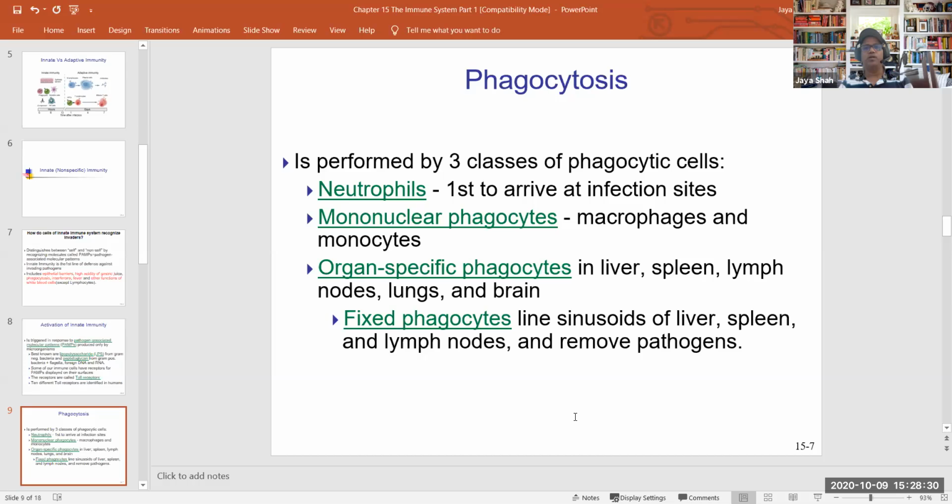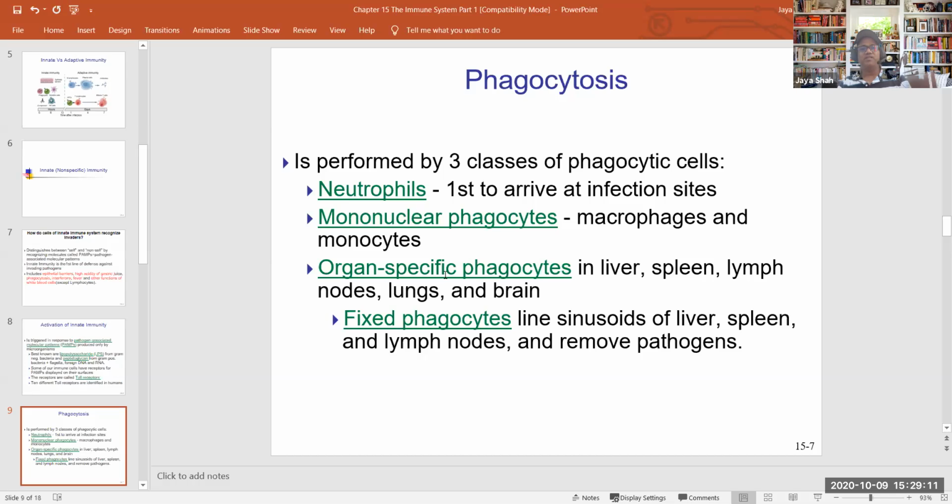And that process is called phagocytosis. So phagocytosis is eating the microorganism. And phagocytosis is performed by 3 classes of phagocytic cells, or 3 kinds of white blood cells. They are neutrophils, mononuclear phagocytes, which are called macrophages and monocytes, and then organ-specific phagocytes. That means the big eaters found in the liver, spleen, lymph nodes, lungs, and brain.